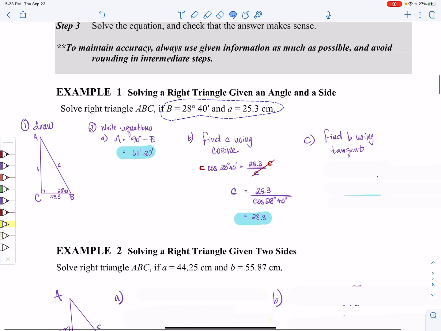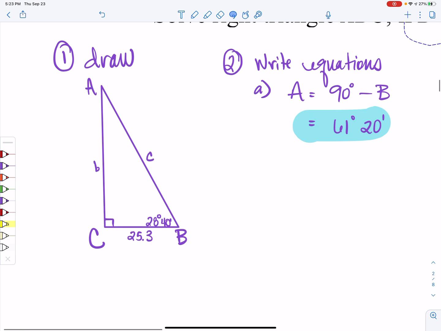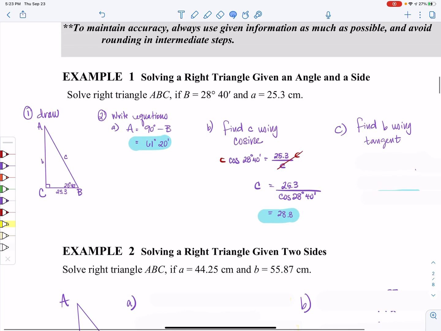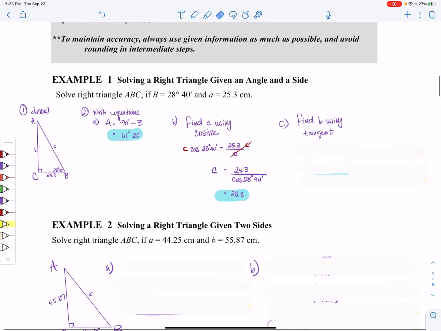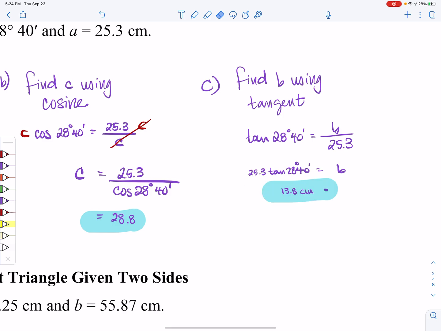All right, lastly, let's go find side b. Once again, when you look at your given, if you focus on angle B, this side is my adjacent and this side is my opposite. So what part of SOHCAHTOA uses opposites and adjacents? That's going to be tangent. So we'll choose to use tangent. Set up the equation: tangent is equal to the opposite side, b, over the adjacent side, 25.3. I'll multiply on both sides by 25.3, and then throw that into the calculator, and I get 13.8.